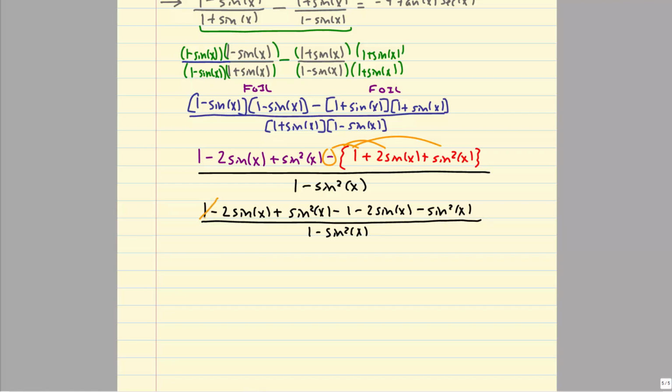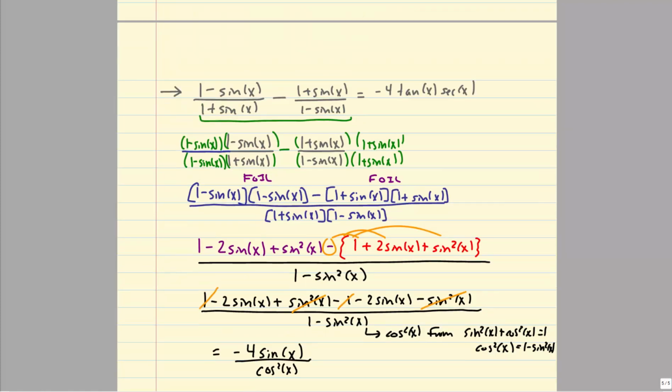Okay, so I think some things will cancel here. The 1 and the negative 1, the sine squared and the negative sine squared, and it looks like I will be left with negative 2. Whoops, there's 2 of those, so it'd be negative 4 sine of x. And then 1 minus sine squared of x is equal to cosine squared of x, from sine squared plus cosine squared equals 1. If I subtract sine squared from each side, and again you need to justify this, that means I can rewrite that as cosine squared of x.